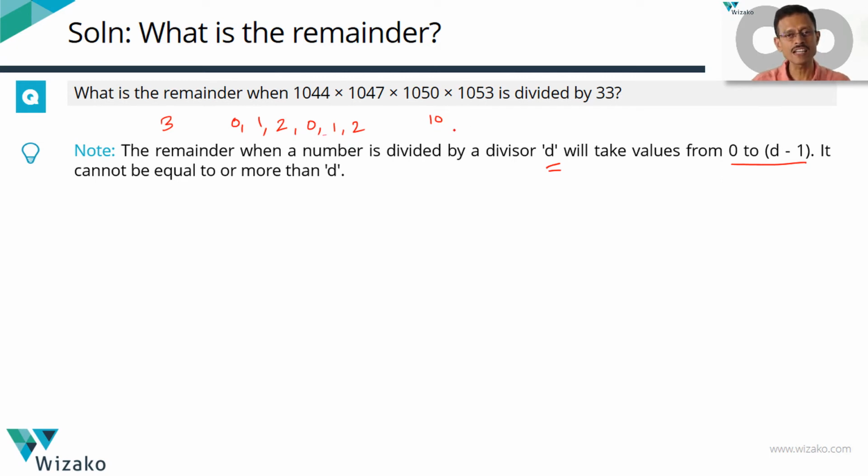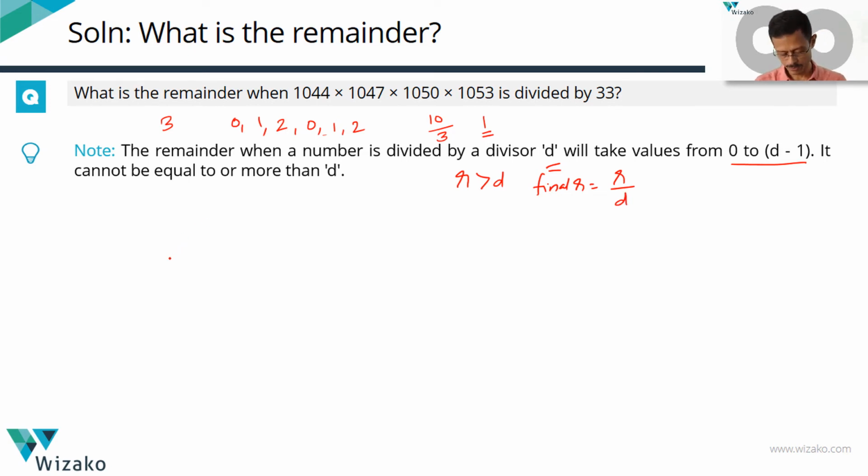So to find the final remainder, what I'll actually do is take this 10 and divide it once more by the divisor and find out the remainder. That's going to be the final remainder. So if the remainder that you've got is greater than the divisor, the final remainder is going to be equal to r divided by d.